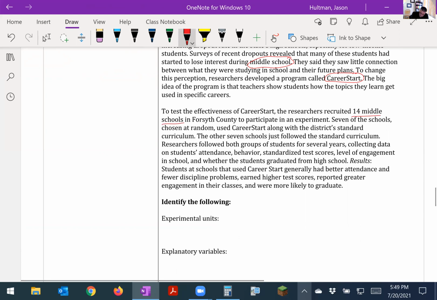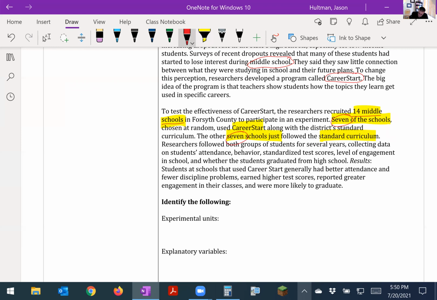To change this perspective, researchers developed a program called Career Start. The big idea of the program is that teachers show students how the topics they learn get used in specific careers. To test the effectiveness of Career Start, the researchers recruited 14 middle schools in Forsyth County to participate in an experiment. 7 of the schools, chosen at random, used Career Start along with the district's standard curriculum. The other 7 schools just followed the standard curriculum. So half of them did Career Start and half did not. Researchers followed both groups of students for several years, collecting data in the school.